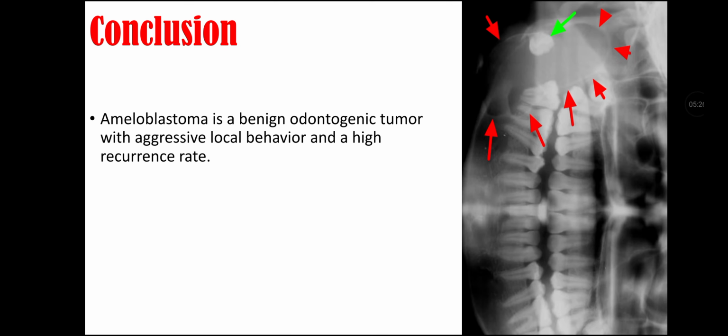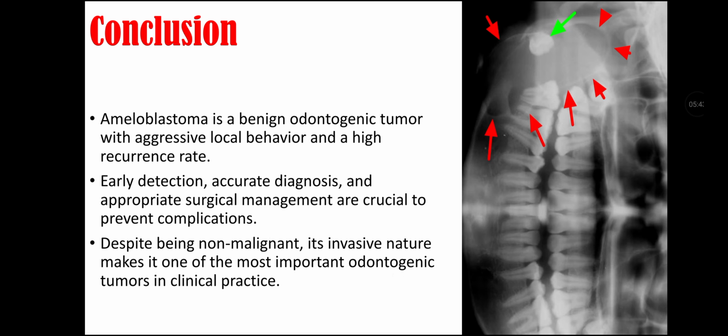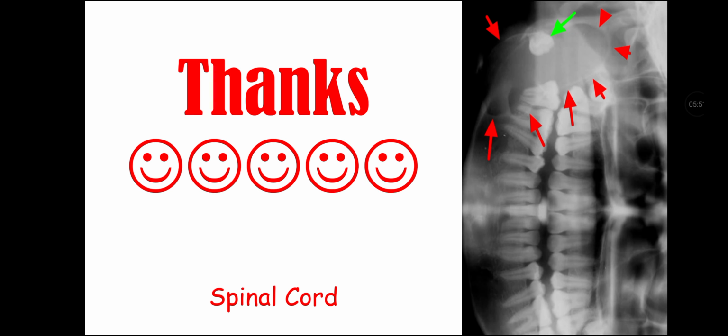Conclusion of this lecture video: ameloblastoma is a benign odontogenic tumor with aggressive local behavior and a high recurrence rate. Early detection, accurate diagnosis, and appropriate surgical management are crucial to prevent complications. Despite being non-malignant, its invasive nature makes it one of the most important odontogenic tumors in clinical practice. And this was all about ameloblastoma.